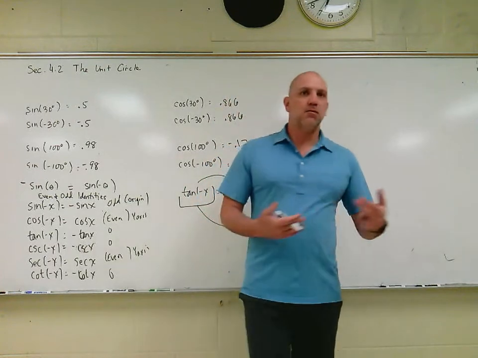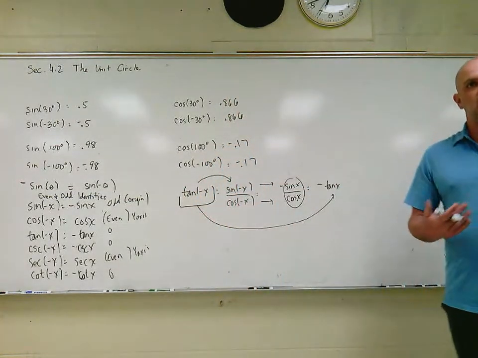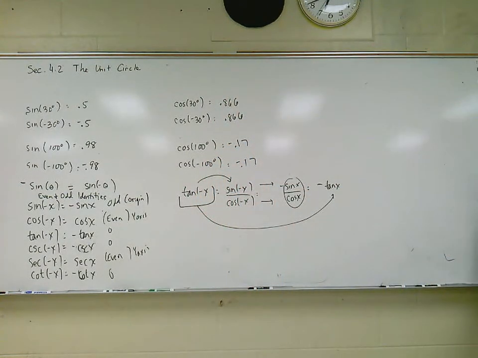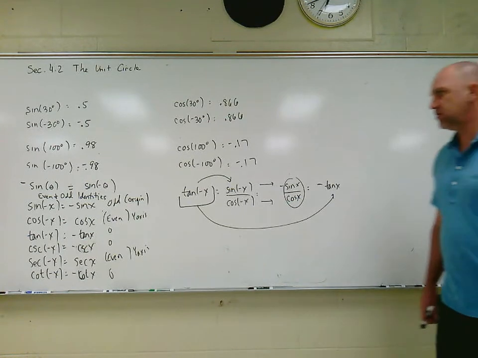Remember I showed you the waves the other day, that sine and cosine are waves. Okay, so there are our 6 even and odd identities.